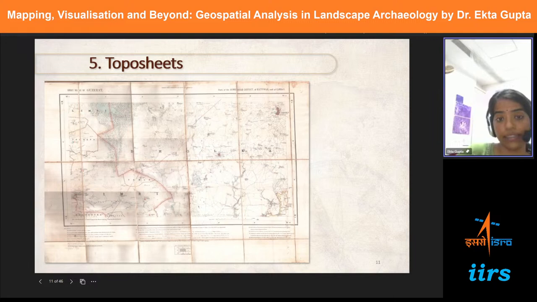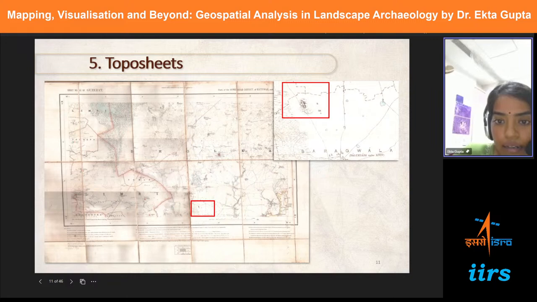Then we have topo sheets, and these are very useful. These topo sheets mark old sites as a cross and sometimes in form lines. Like this one, if you see, this is a topo sheet of Gujarat, published in the 1870s. So this area, I think my pointer would be visible to you.